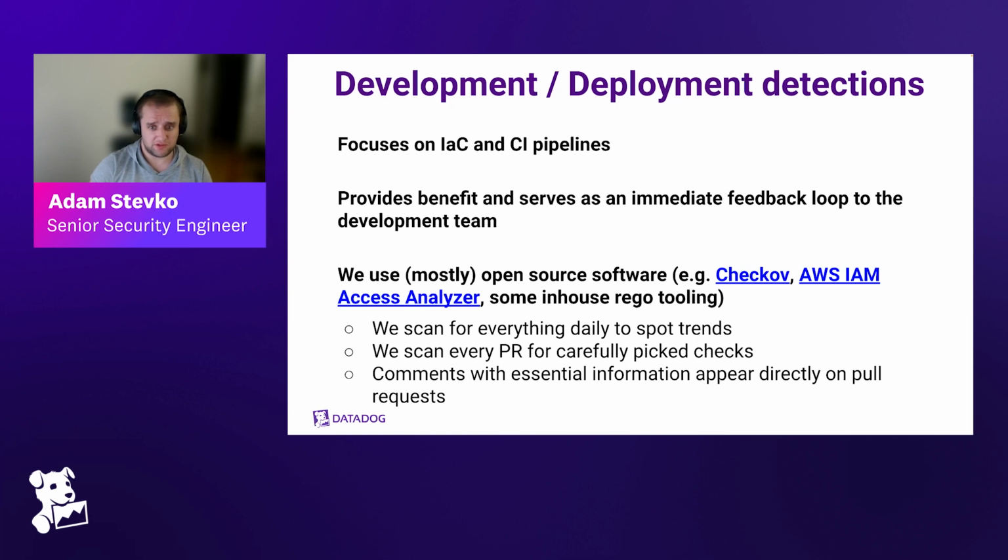Usually we run scans in two modes. We scan everything daily, the particular repository. This is important so that we are able to spot trends and analyze them over time. And then we also scan every pull request created, and we are publishing comments on those pull requests with carefully picked checks.